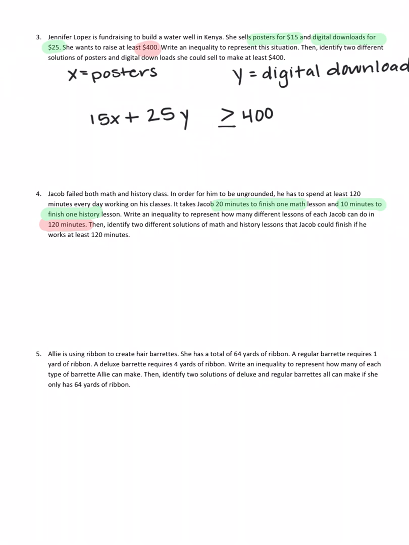So I'm going to assign my math and history, okay? Math comes first, so I'm going to say x equals math, which would make y equal history. Okay, I have 120 minutes. If I was grounded and I really wanted to show my parents that I deserve to be ungrounded, I probably want to do at least that 120 minutes.